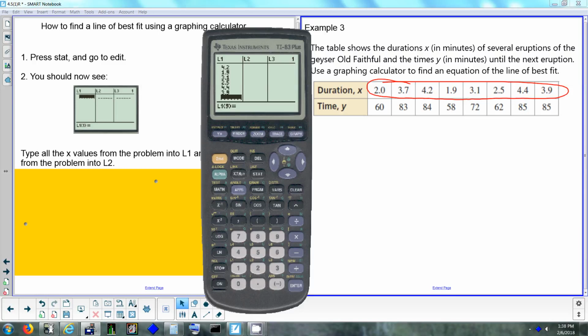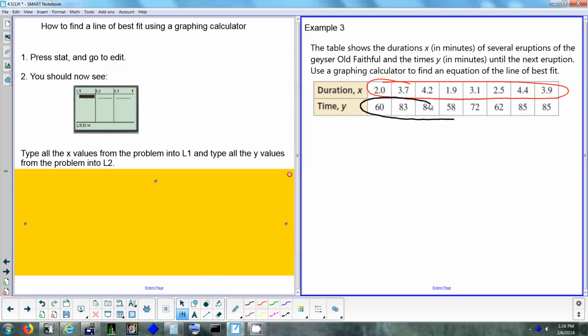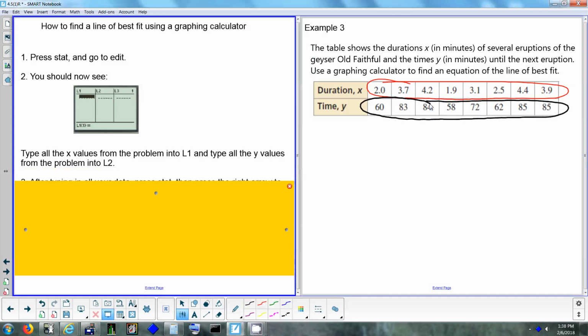You put 4.4 in front of 3.9. That's okay, just leave that number. Okay, so now, we just typed in which values, the X's or the Y's? X. So what do we still have to type in? L2. The time. We still have to type in the times. So that's L2. And where does it say to put them?